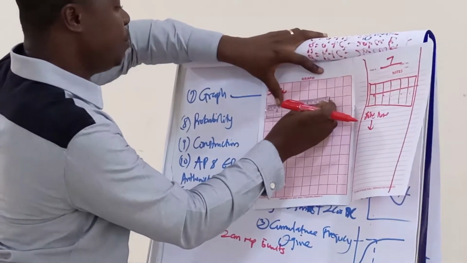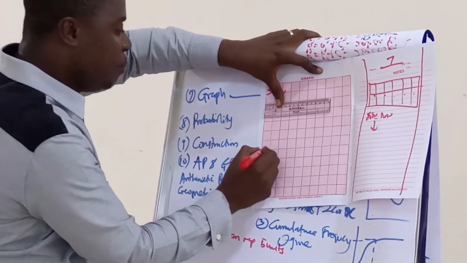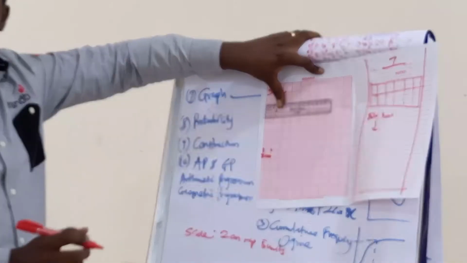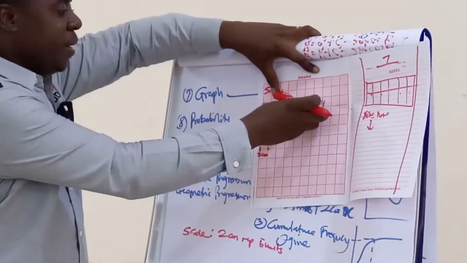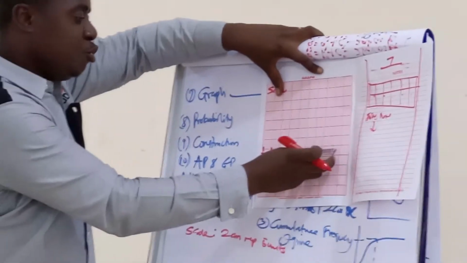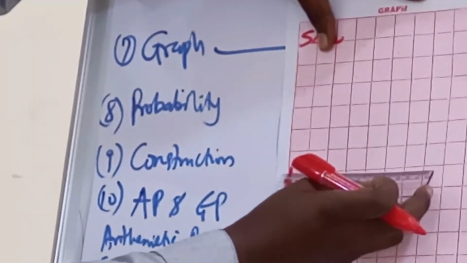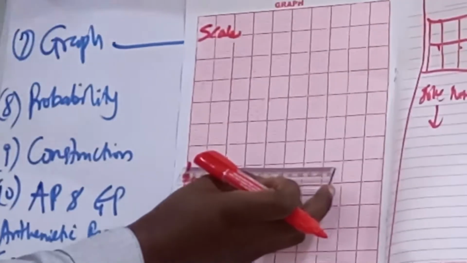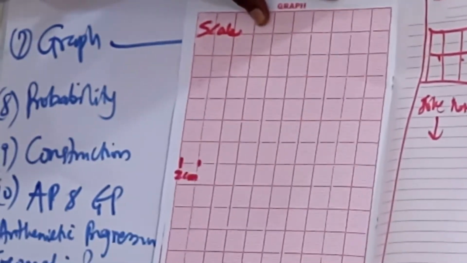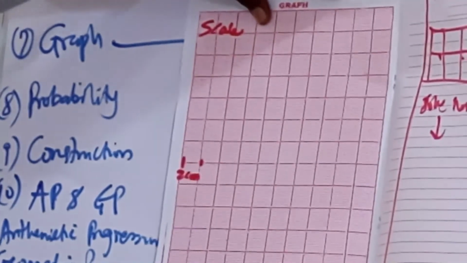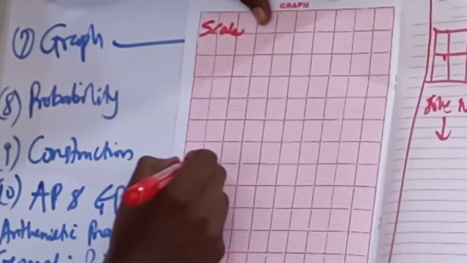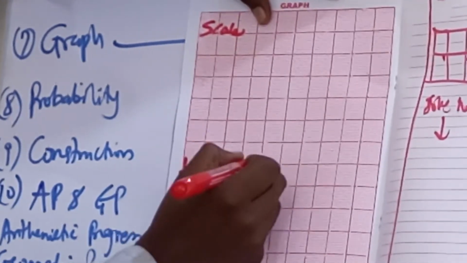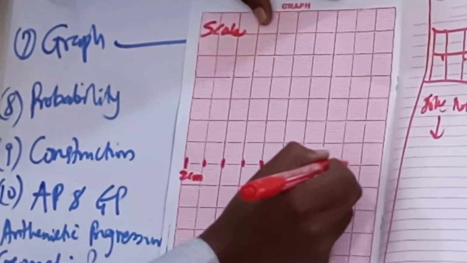If you measure this box, each box of the graph is 2 cm. Let me zoom in. You measure this, you see that this box here is 2 cm. And the instruction says 2 cm represents 5 units. So from here to here means 5, here to here means 5, 5, 5, 5, 5.